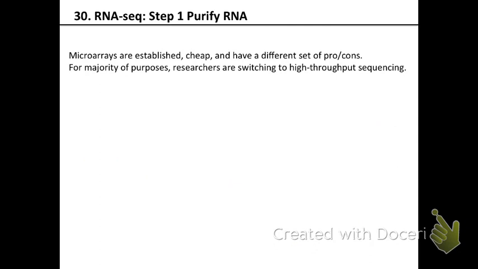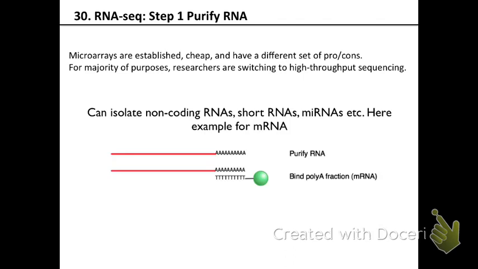So these microarray type of assays are in use. They're very well established. They're being used in clinical work, etc. They're established, they're cheap, they have a set of different pros and cons. But for majority of purposes, researchers are now switching to high throughput sequencing, which we call RNA-seq. So you sequence all the RNAs in your sample.